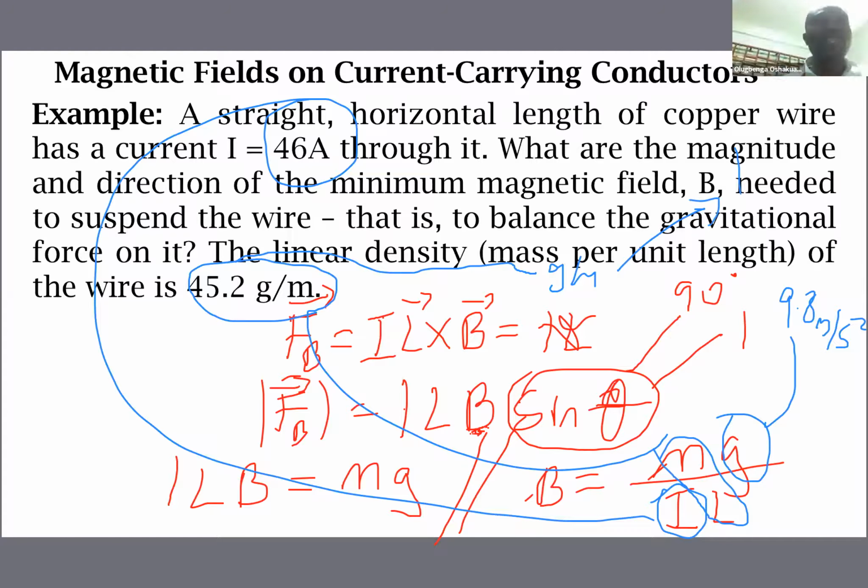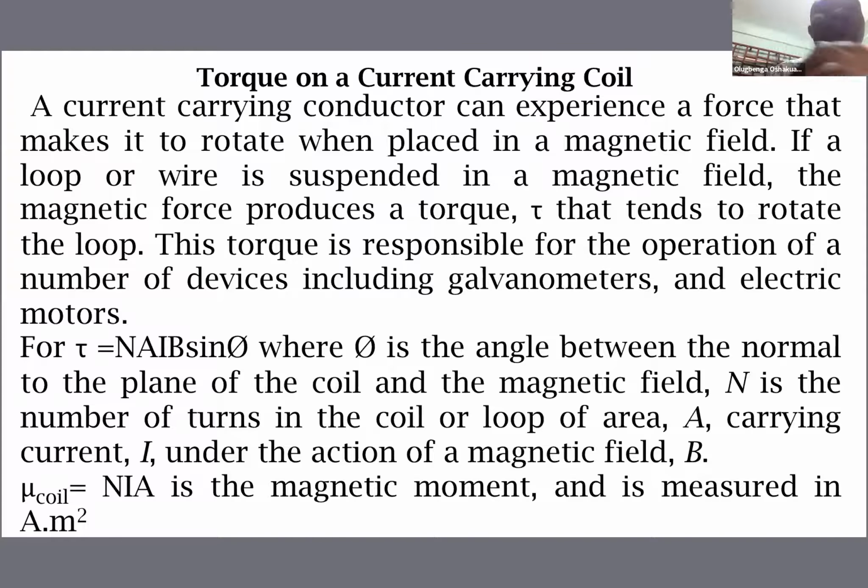So I think we can move forward. So let's talk about torque on a current carrying coil. A current carrying conductor can experience a force that makes it rotate when placed in a magnetic field. If a loop or wire is suspended in a magnetic field, the magnetic force produces a torque, represented as tau, that tends to rotate the loop.